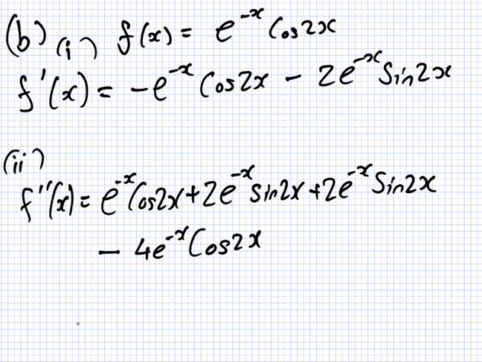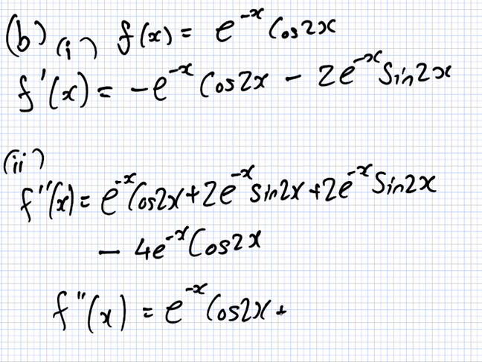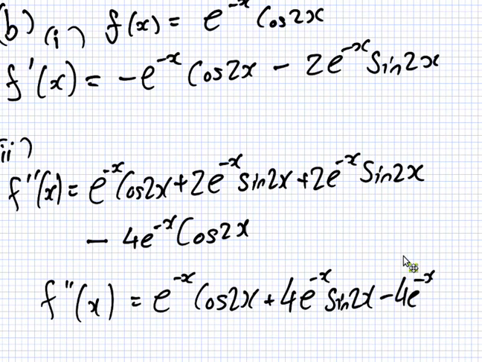So let me see, can I simplify this a little bit? How many cos 2x's do I have? I can just put the middle two together. e to the minus x cos 2x plus 4e to the minus x sine 2x minus 4e to the minus x cos 2x.